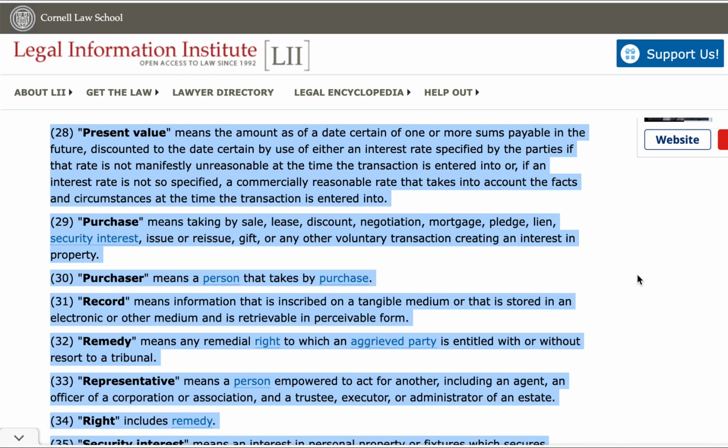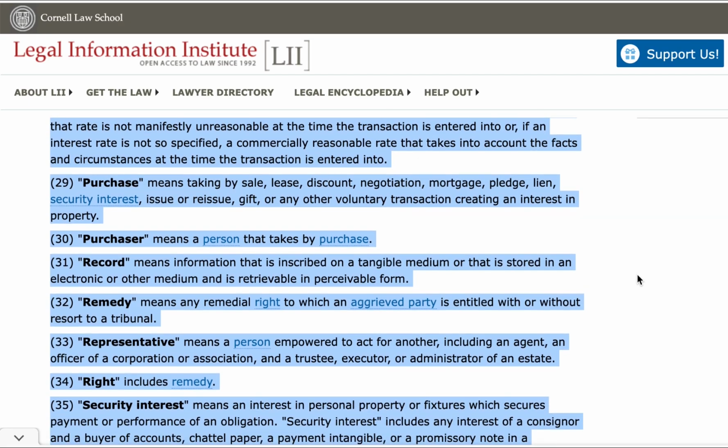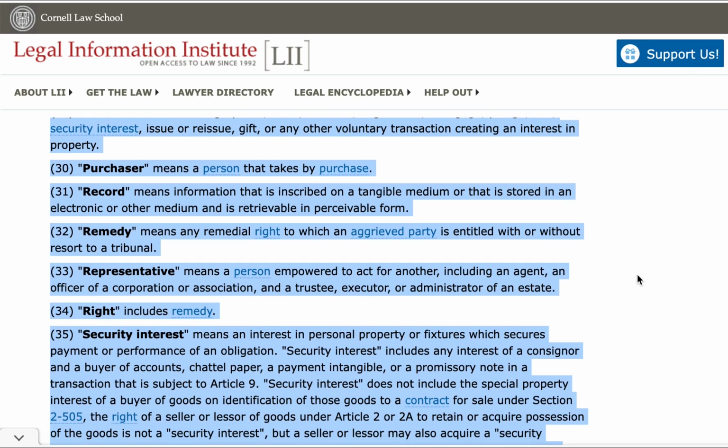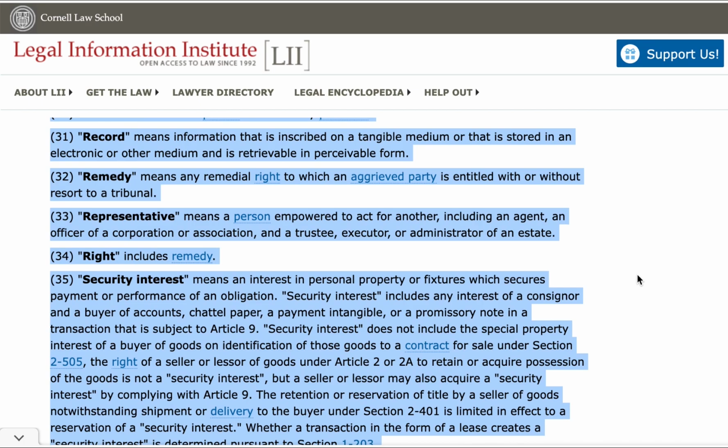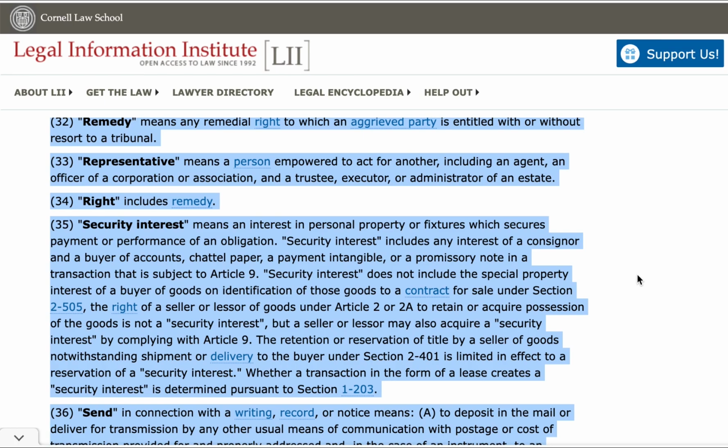31. Record means information that is inscribed on a tangible medium or that is stored in an electronic or other medium that is retrievable in perceivable form. 32. Remedy means any remedial right to which an aggrieved party is entitled with or without resort to a tribunal. 33. Representative means a person empowered to act for another, including an agent, an officer of a corporation or association, and a trustee, executor, or administrator of an estate. 34. Right includes remedy.